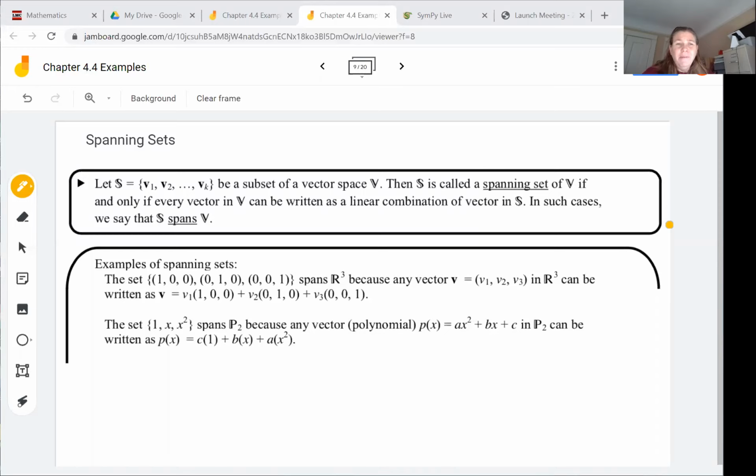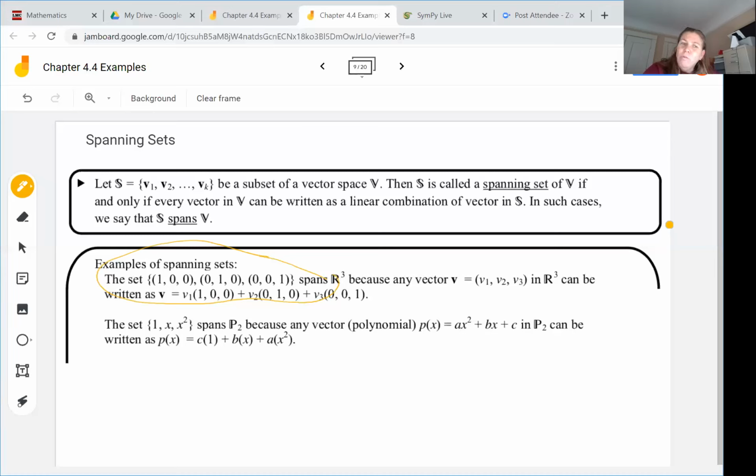So here are some examples of spanning sets. If you think about the set (1, 0, 0), (0, 1, 0), and (0, 0, 1), it's easy to see that that set spans R3, because any vector in R3 can be written as a combination of the vector value in space 1 times (1, 0, 0), plus the vector value in space 2 times (0, 1, 0), and the vector value in space 3 times (0, 0, 1).